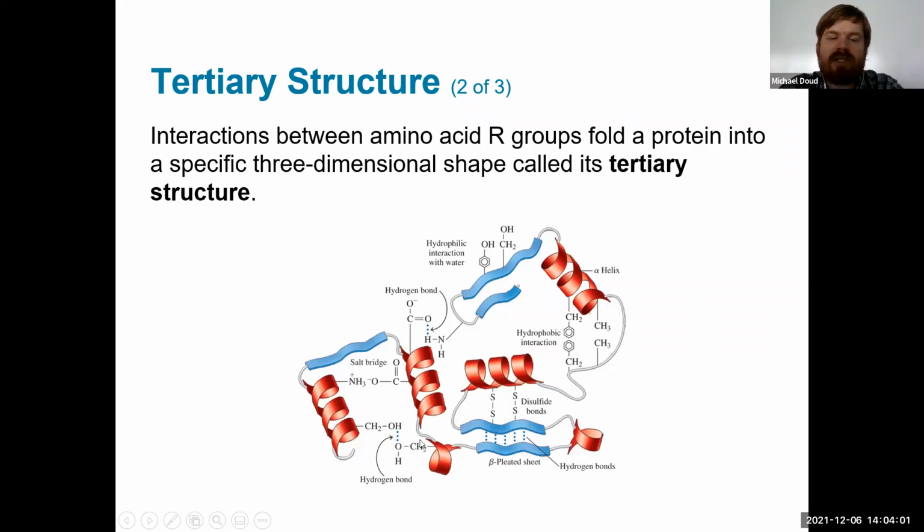Now here, what if we have a serine on one side and a serine on another side? Well, the hydroxyl groups of serine are going to attract each other through hydrogen bonding. So that's another example of tertiary structure.